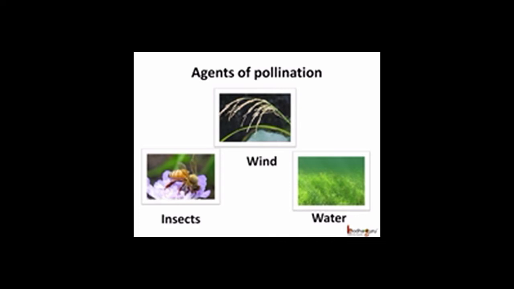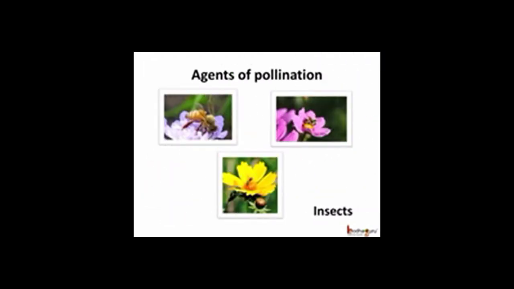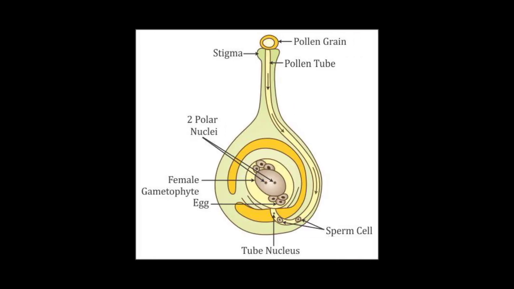Bees, butterflies and varieties of birds hover around flowers. They help to carry pollen grains from one flower to another. Pollen grains stick to their legs, wings or abdomen when they move from one flower to another. Thus, the insects help in cross-pollination. Through pollination, pollen grains reach the stigma and fertilization starts.